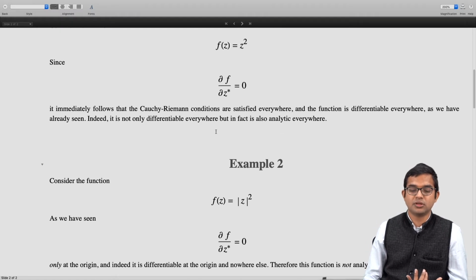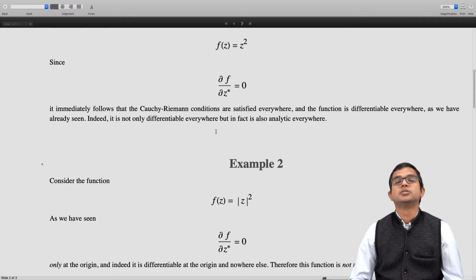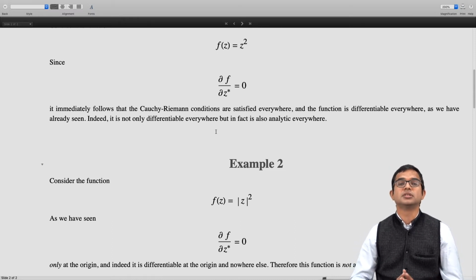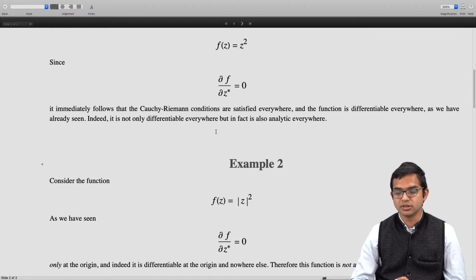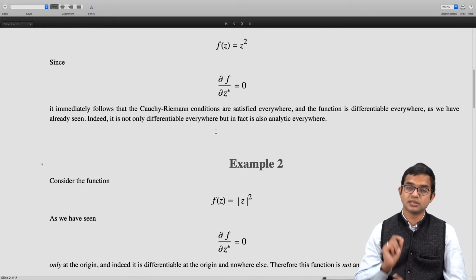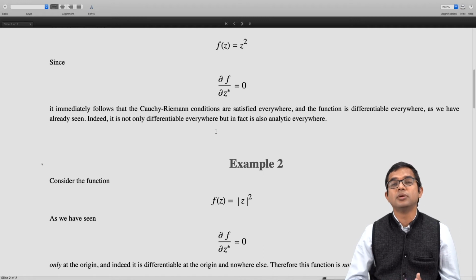Only at the point z equal to 0 do you have ∂f/∂z* equal to 0. Everywhere else the Cauchy-Riemann conditions don't hold, and for sure this function is not differentiable anywhere other than the origin. We have checked that it is differentiable at the origin, but nowhere else. So this function is not analytic anywhere in the plane, right? It's differentiable at precisely one point, but that's not enough for it to be analytic at that point.